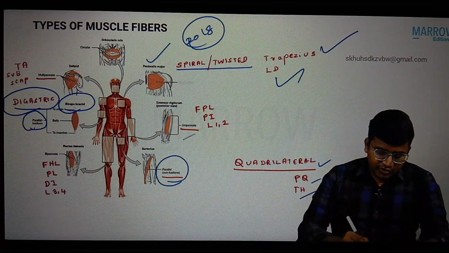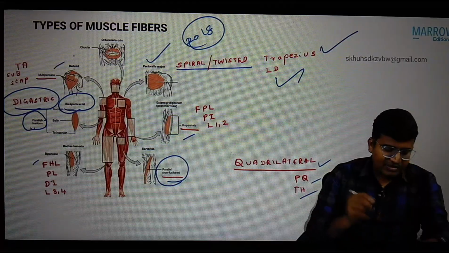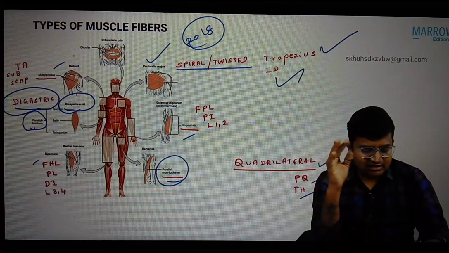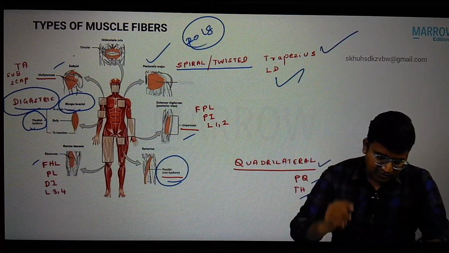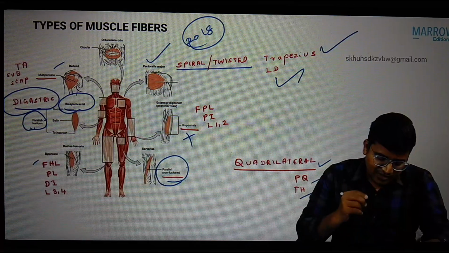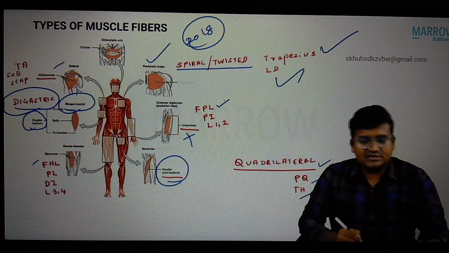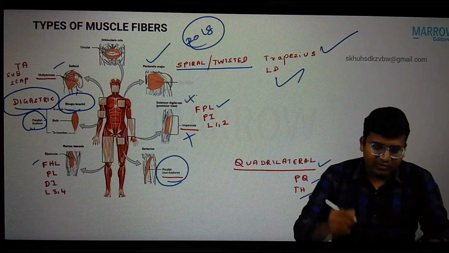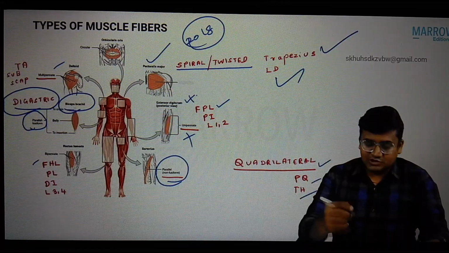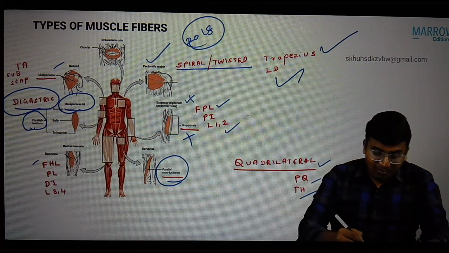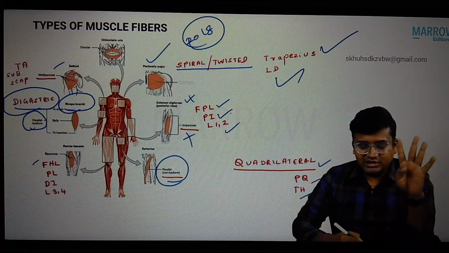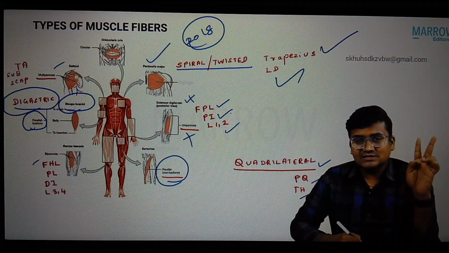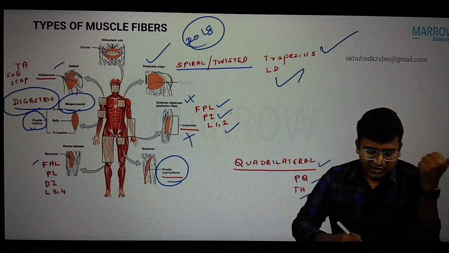Now next, unipinnate, bipinnate and multipinnate. Unipinnate, the muscle fibers arise from only one side. Bipinnate, 2 sides. Multipinnate, many sides. Unipinnate muscles are flexor pollicis longus, arising from only one side, only one slip of origin; extensor digitorum; lumbricals 1 and 2; and palmar interossei. Remember these 4 examples.